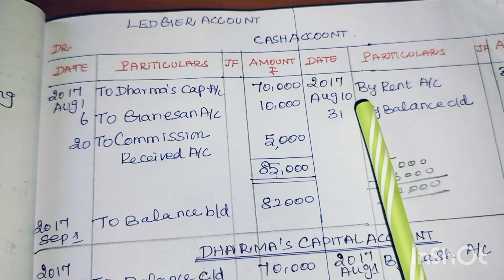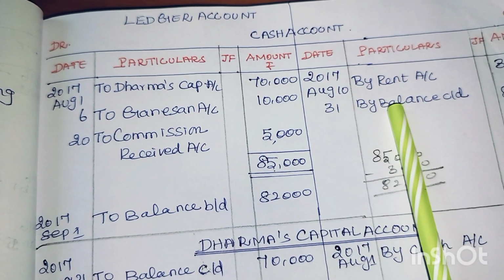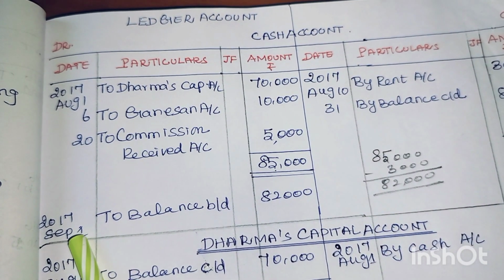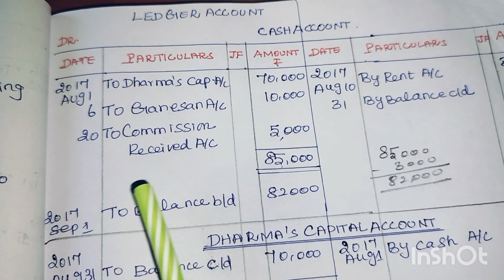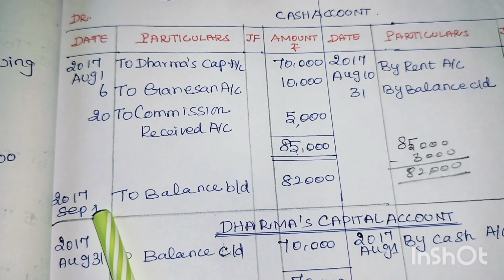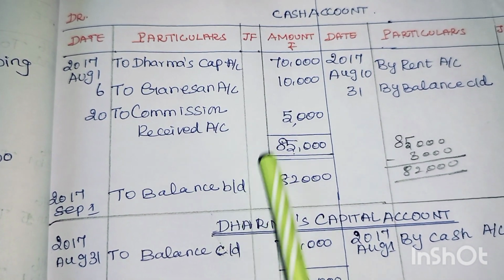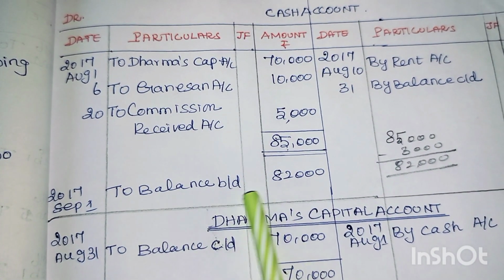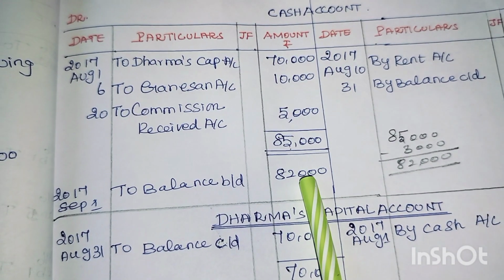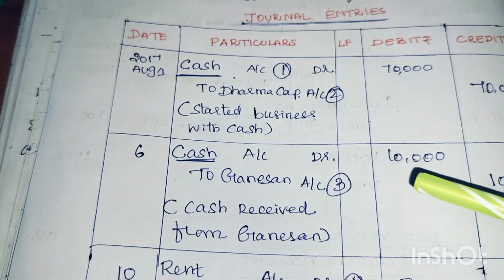What is the previous accounting period? August 31 is the previous closing balance. What is the next day? September 1 is the next day after August 31. So this September 1 is the next accounting period. This is the opening balance of the cash account. What is the opening balance? 82,000 is the opening balance of the cash account. So the cash account we posted.